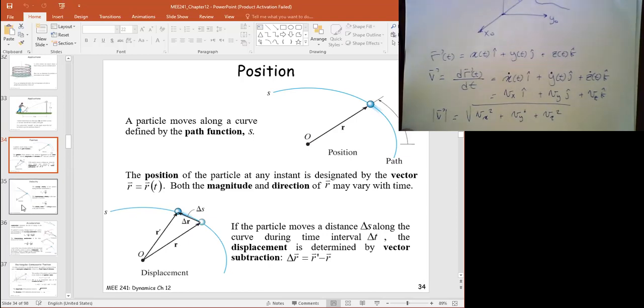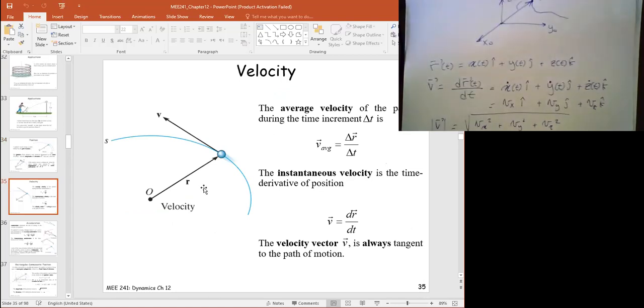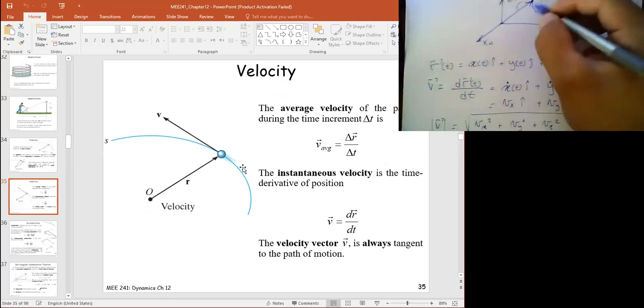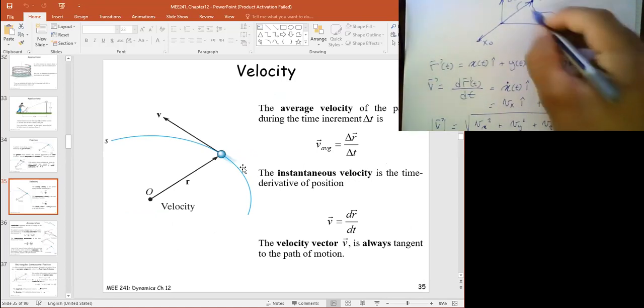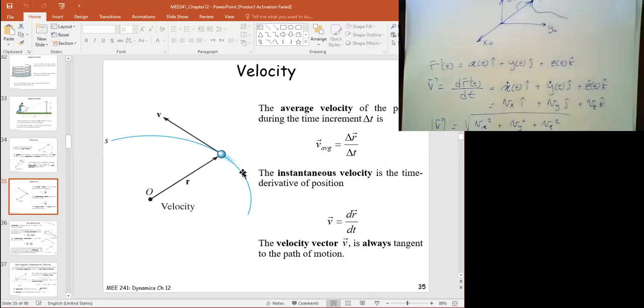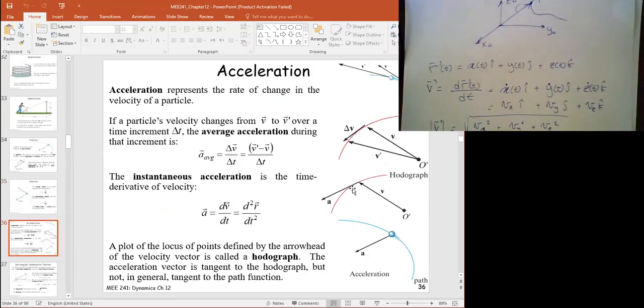Okay, all right. So now let us look into that on our lecture notes. The velocity will always be tangent to the movement. No matter whatever your movement is, your velocity vector will always be tangent to the path. If you know your path, then your velocity will always be tangent to that path. Okay, how about the acceleration? Is the acceleration tangent or no?